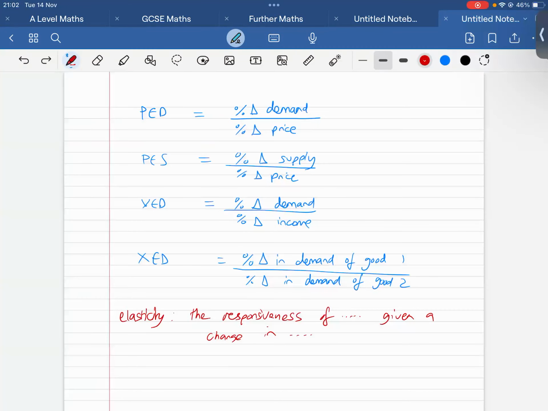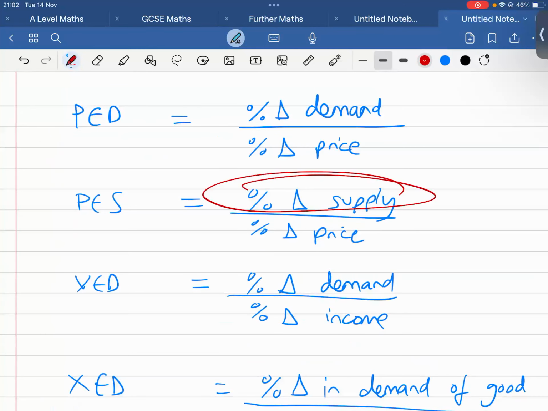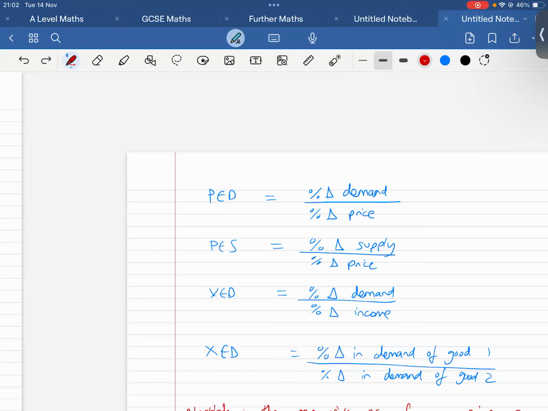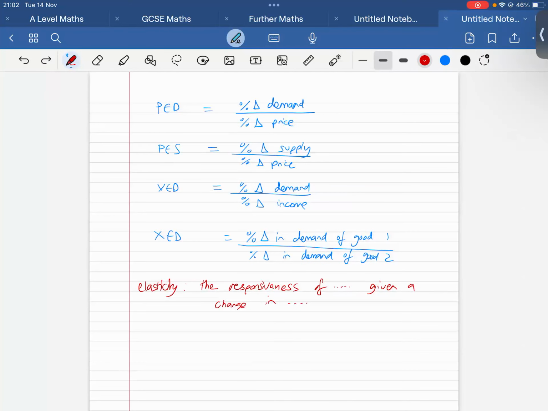That's just the definition. So just defining each equation. Yeah, like PES would be the responsiveness of supply given a change in price. That's what these calculations are checking. Basically, they're seeing what would happen to demand or supply or income or whatever given a change in something else.